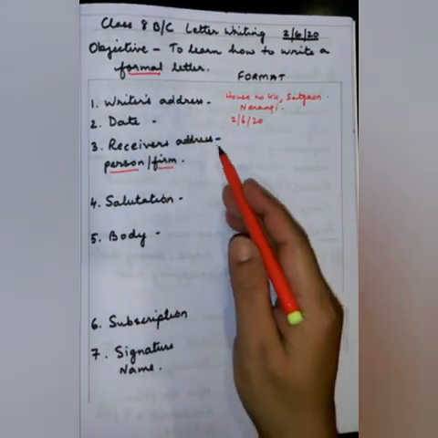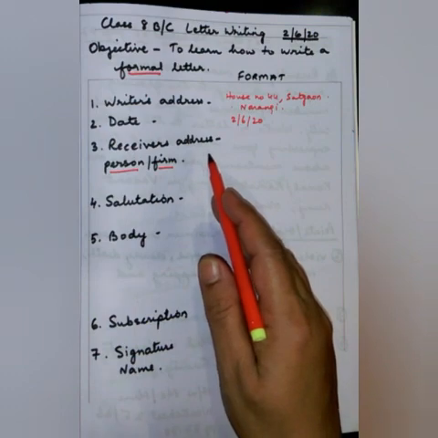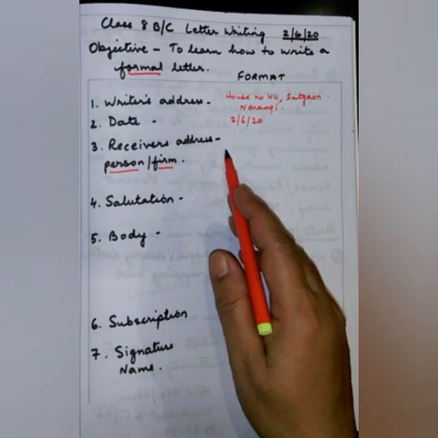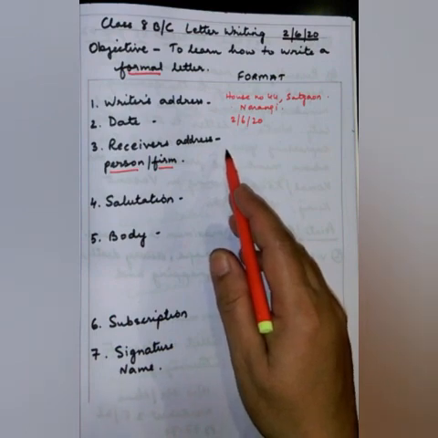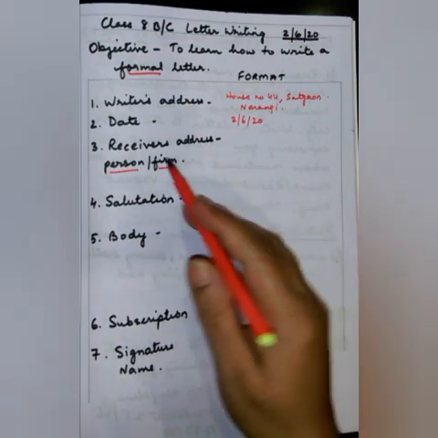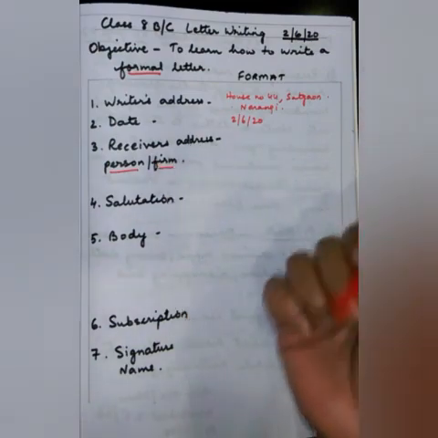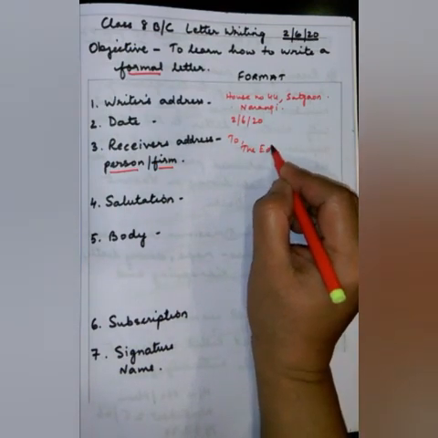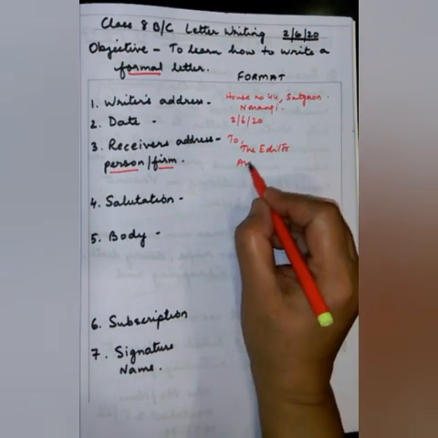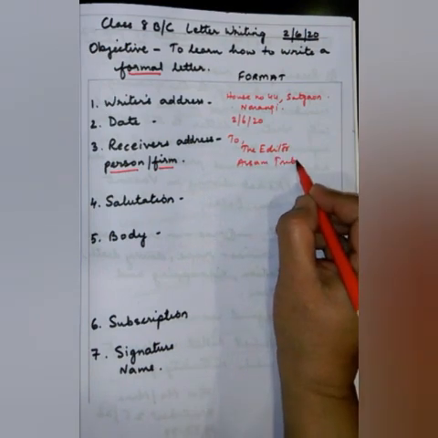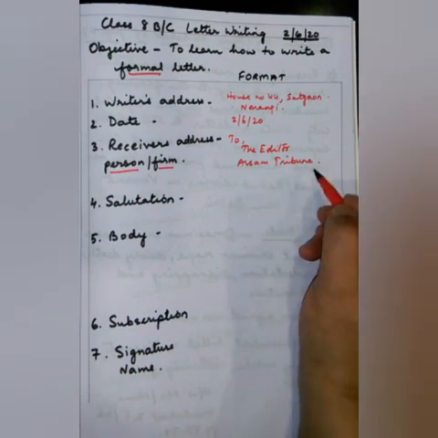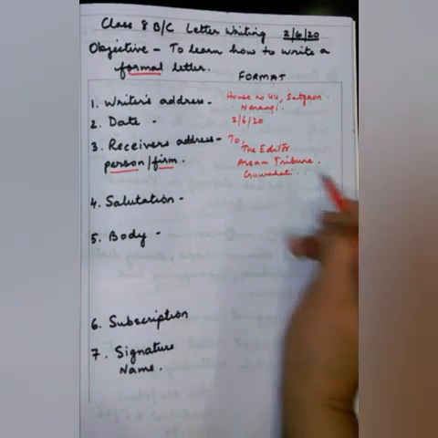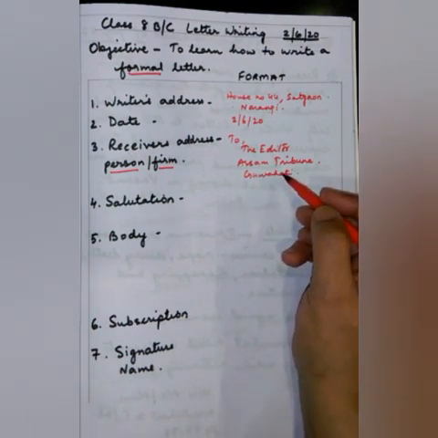In formal letters, this is like the applications we write. Formal letters can be to schools, to companies, to newspapers, to different firms, different offices. So when you write, you have to follow this format. For the receiver's address, say for example, we're writing to the newspaper. So we can write to the editor, Assam Tribune. You know what Assam Tribune is? It's the name of a newspaper in Assam. Then Guwahati. This is the receiver's address, the person who will get the letter.